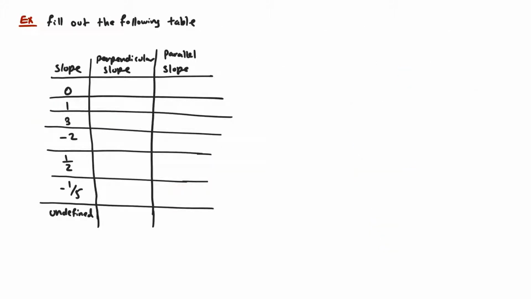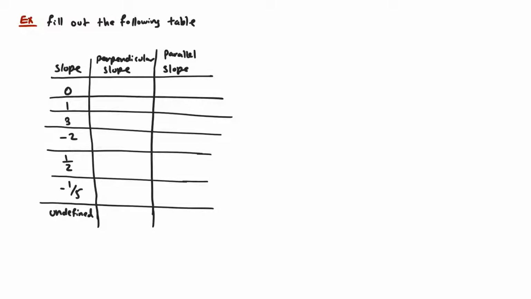Let's do a few examples. The first example tells us to fill out the following table, so we're given the slope of one of the lines, and we are figuring out the slope of any line that is perpendicular to it and any line that's parallel to it. So you folks can actually try this out. You can pause the video, fill out this table, and then we'll take it up.